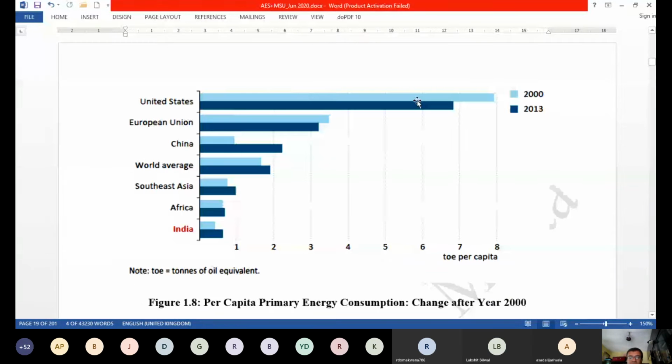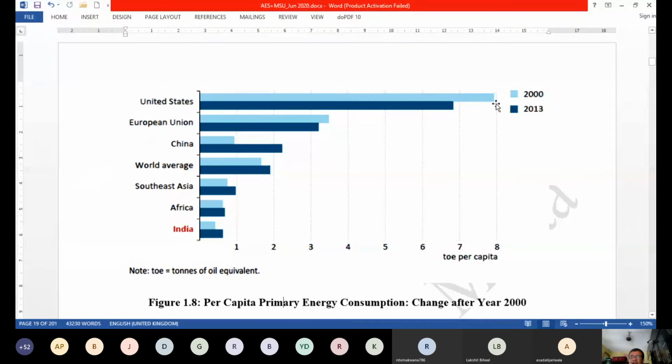This is the world scenario. Now, how is it important for us? If you compare the primary energy consumption per person, per capita, for the USA, in tons of oil equivalent, it was higher. This is 2000, and this is 2013. So per person, it has decreased, though this doesn't mean that the total energy consumption has decreased.